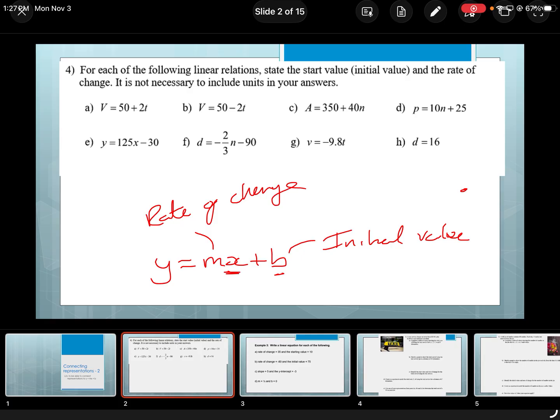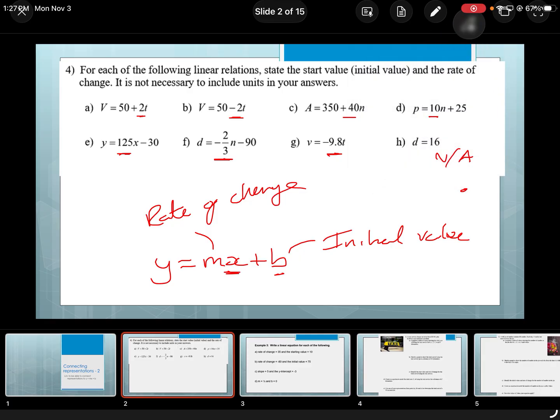So for this one, 2 is the rate of change. This one is -2. This one is +40. This one is 10. This one is 125. This one is -2/3. This is -9.8. And this one doesn't have a slope, NA, because there is no number with another letter, right? So it doesn't have a slope.